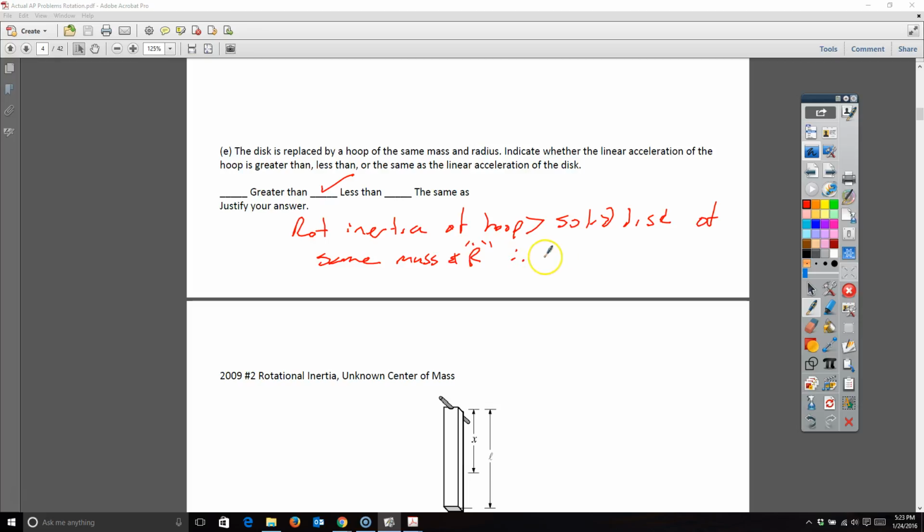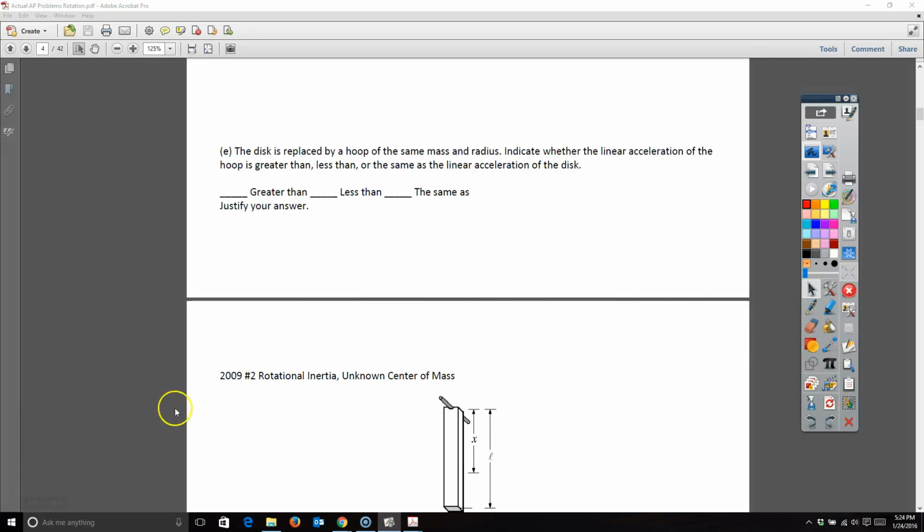Therefore, we can say the acceleration of the hoop is less. So remember, a hoop takes a lot longer to get going than a disk of the same size, same radius, and same mass. This one takes longer to get going. This one would win the race. And that is the end of this problem.